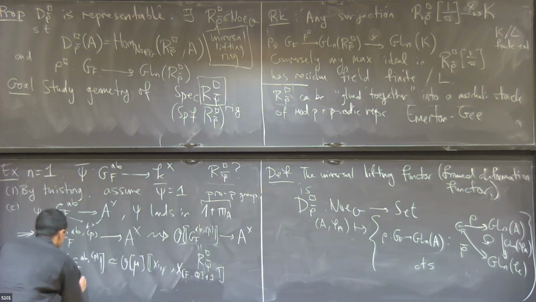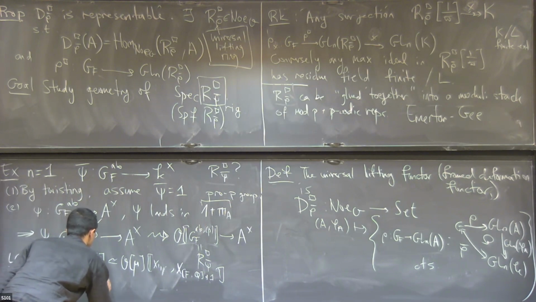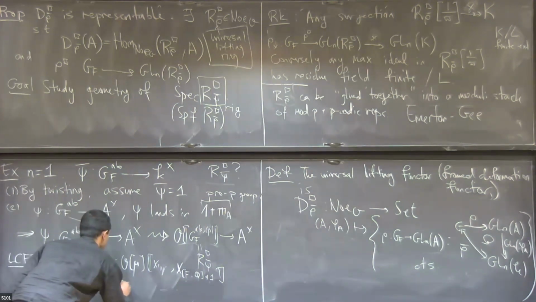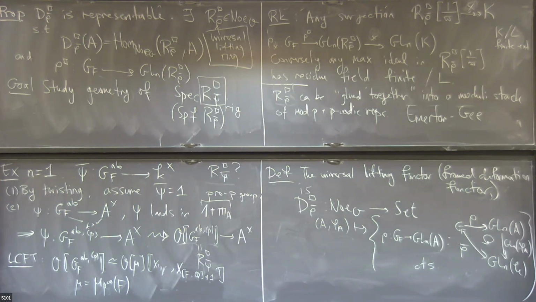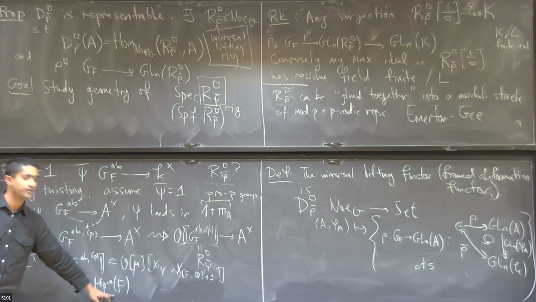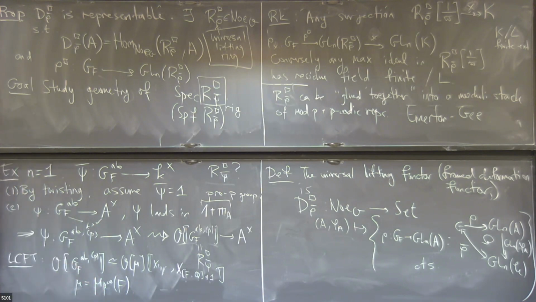Okay, and here mu is equal to what I'll denote as mu_{p^infinity}(F), and this is the group of p-power roots of unity in F. So this is some finite group depending on F, of p-power order. Okay. Any questions about this example?